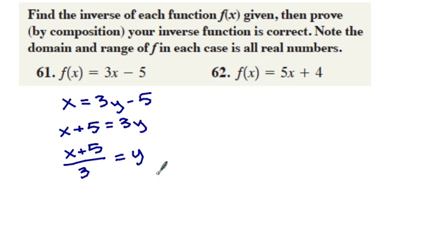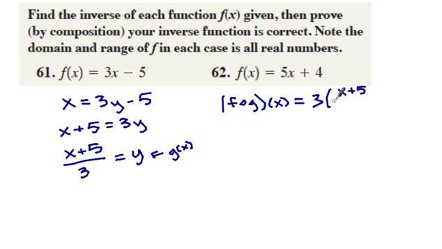So as we go to find the composition, our f of g of x, where this new function is g of x, is going to be 3 times x plus 5 over 3 minus 5. And as we work through that, we get x plus 5 minus 5. So this again just equals x. So we can confirm that we did that correctly, and we do have the true inverse. Okay, that's what we'll work on.